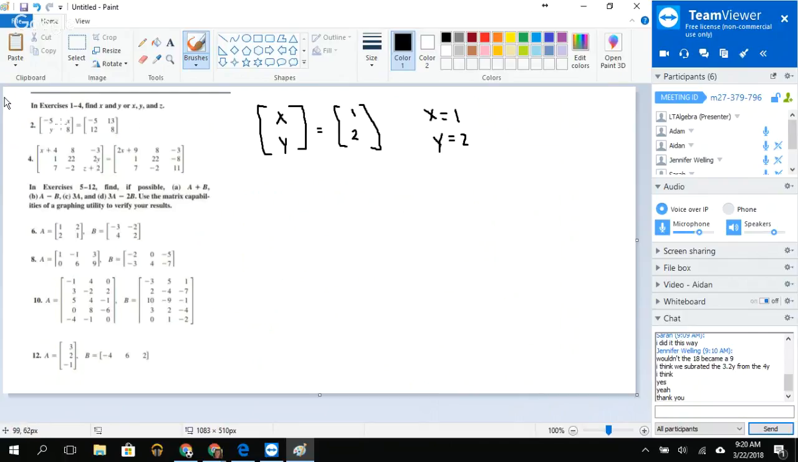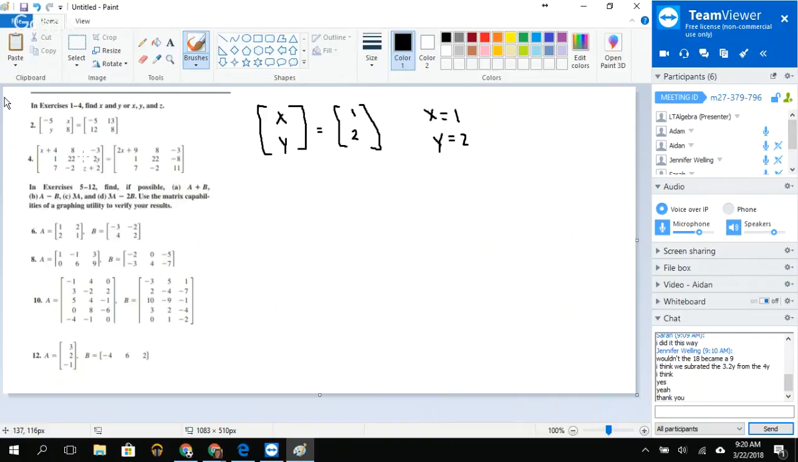So in example number 2, we can see this 2 by 2 matrix. We have our first row, first column, -5 equals -5, right? Our second row, first column, we have a y, and in that same entry, second row, first column, we have 12. So we know that y equals 12, right? And then up here in our first row, second column, we have an x, and in the first row, second column, we have a 13. So x equals 13. Pretty easy peasy, right?